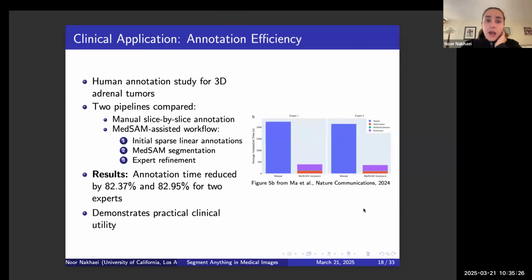For the clinical application, because of the prompt encoder, it's showing that it has annotation efficiency. In the human annotation study for 3D adrenal tumors, the 2 pipelines compared were manual slice-by-slice annotation and the MetSam-assisted workflow, which starts with an initial sparse linear annotation, then uses MetSam to segment it, and at the final level, the specialist would do the refinement. The annotation time was reduced by 82% and 82.5% for 2 different experts. So it also demonstrates practical clinical utility. It's not just full-on segmentation, but it can also be used to assist the clinical workflow.